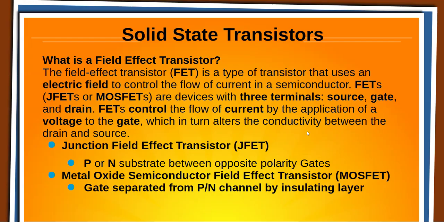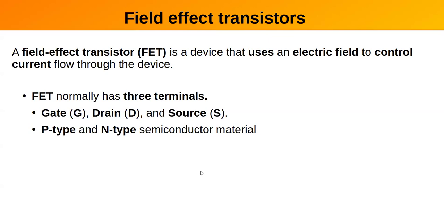Then we have it broken into two kinds, a junction type or a metallic oxide type, where you still have some junctions, but the gate has an insulating layer of a metallic oxide between it and the rest, which is where the MOS part comes in. It still uses an electric field to control the channel. A field effect transistor, let's see, 3 terminals, we talked about that, can be P and N type.